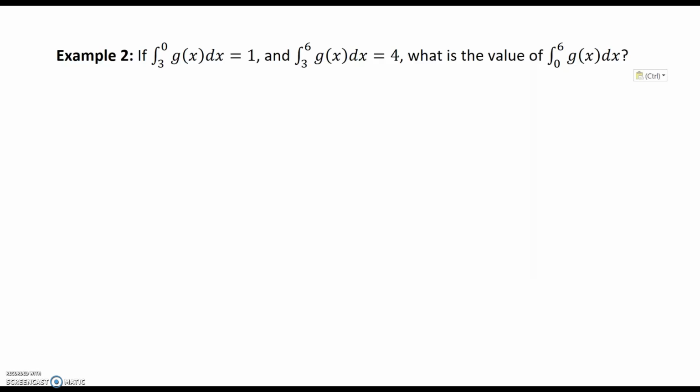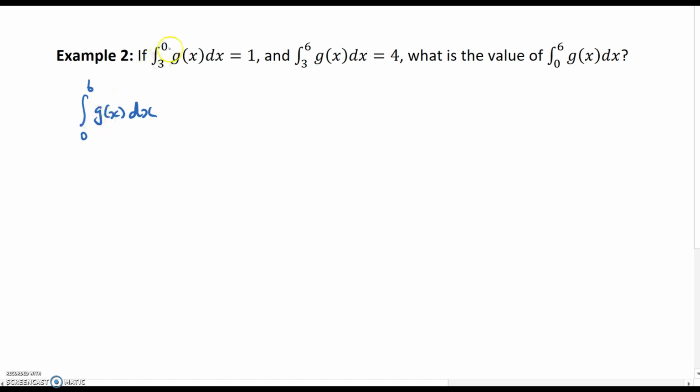Okay, so this time we want to find the integral from 0 to 6 of g of x dx. Well, if we're going to go from 0 to 6, look at what we've got. We've got the integral from 3 to 0, that's going backwards, because it starts at 3 and goes back to 0. And we've got the integral from 3 to 6.